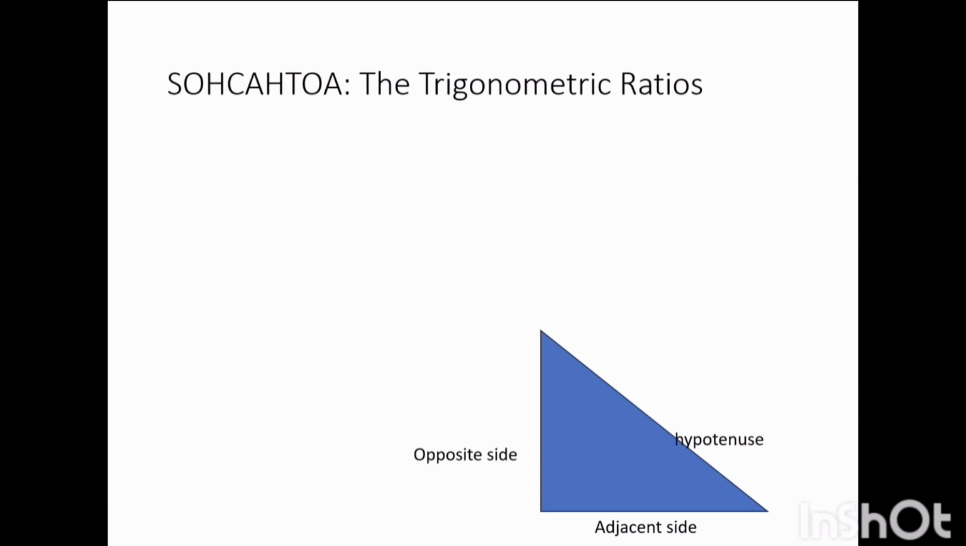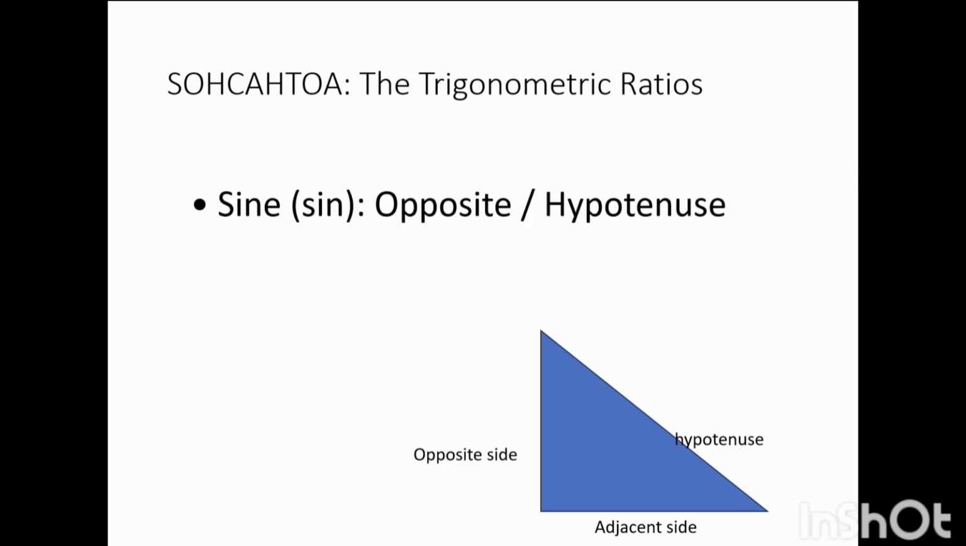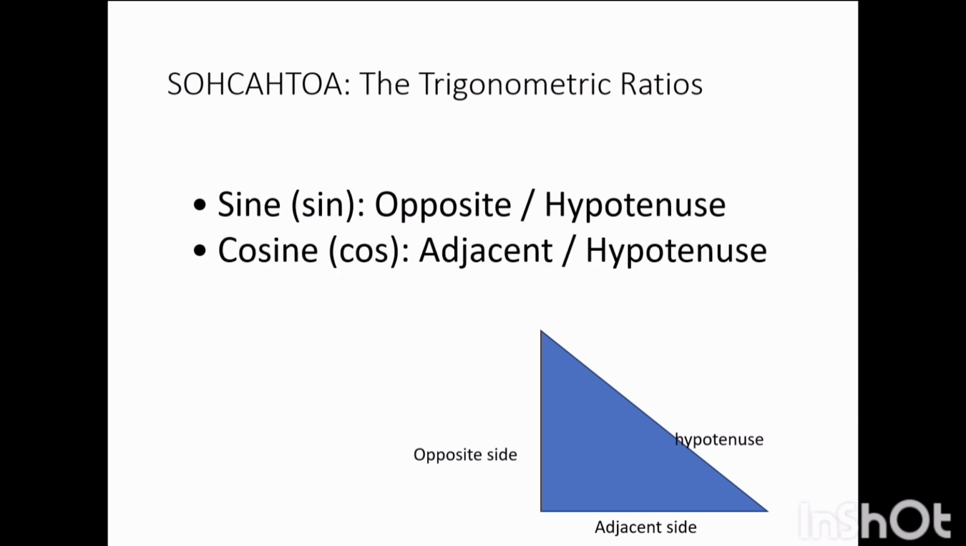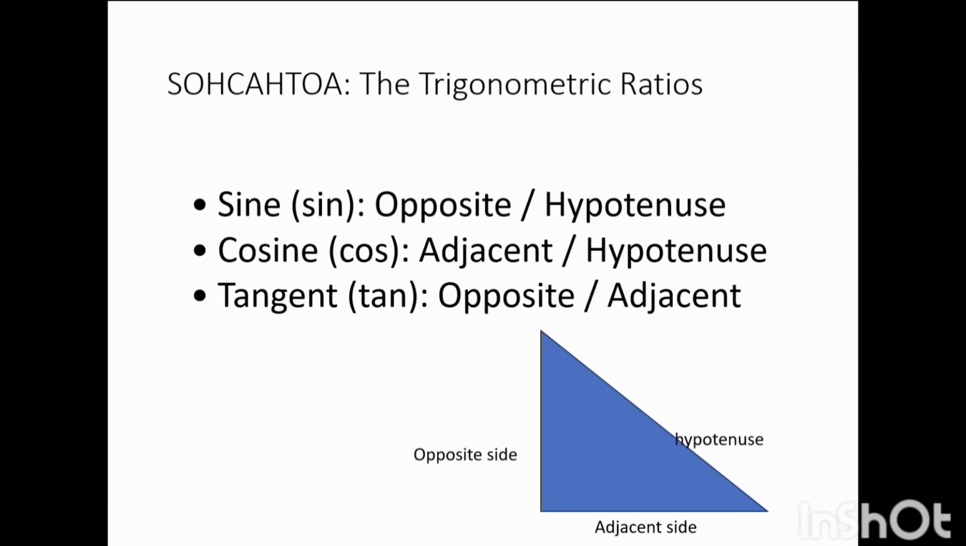Now let's learn the three primary trigonometric ratios using the famous SOHCAHTOA rule. The first ratio is sine. Sine theta is opposite side by hypotenuse. So this is the opposite side and this is the hypotenuse, and the ratio sine is opposite by hypotenuse. Then the next one is cosine, or cos theta. The value of cos theta is adjacent by hypotenuse. The next one is tangent, or tan theta. It is opposite side by adjacent side.